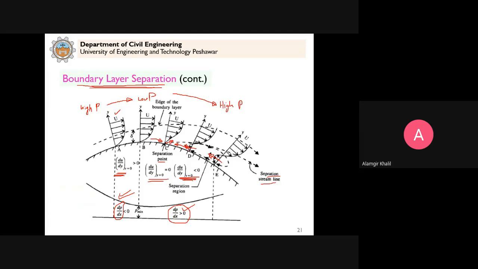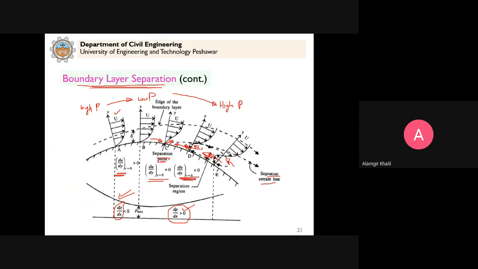Because this fluid is coming here, where will the fluid particle go? It cannot come to the body surface, so it gets separated from this surface. And this is due to this reverse flow here. So this is the mechanics of how the separation of the boundary layer takes place, and this is the separation point.